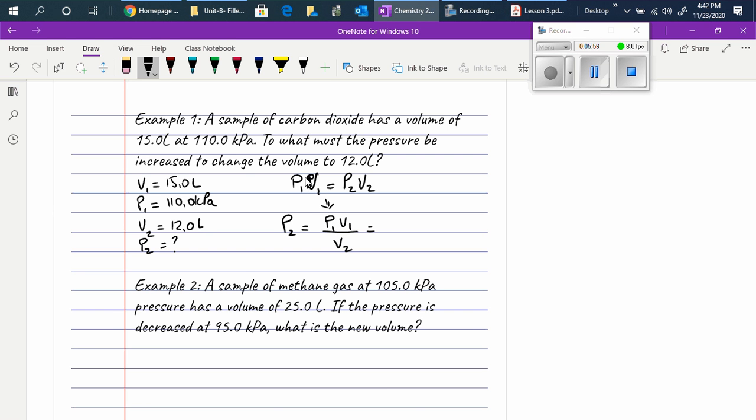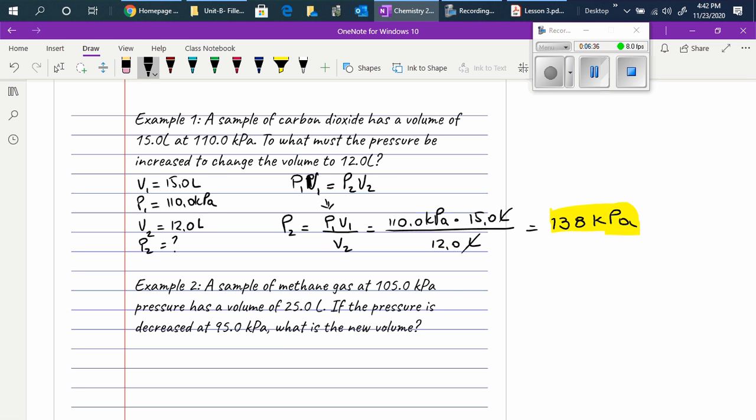Substituting, what we have here is 110 kilopascal times 15 liters over 12 liters. So liters and liters cancel out. The unit that we will end up having is kilopascal, and the value is 138 kilopascal. So this is what the pressure has to be in order to have a volume of 12. As you see here, the volume is decreased and the pressure is increased.